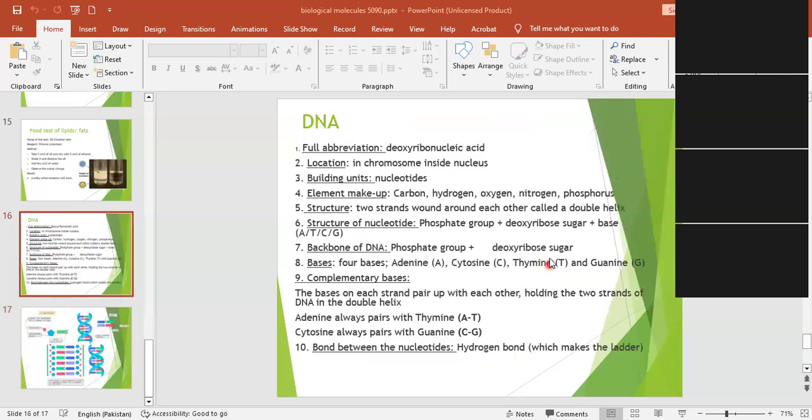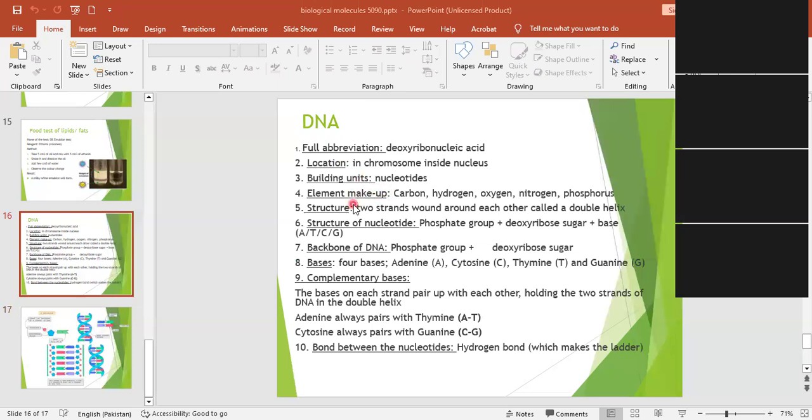तो डीएनए के हमने क्या पॉइंट्स पढ़े? नंबर 1, full abbreviation of the DNA, deoxyribonucleic acid. Where can you find it? In eukaryotic cell, you will find it in the chromosome, in the nucleus. And if it's a prokaryote cell, you will find it in the chromosome, but in a single loop form in the cytoplasm. And how are they made up of? The building block of the DNA is nucleotides.